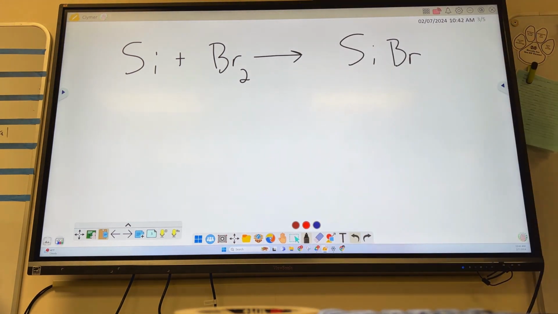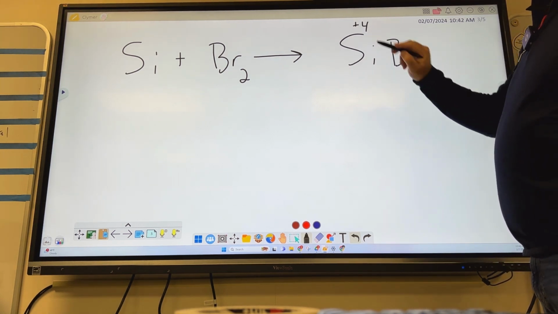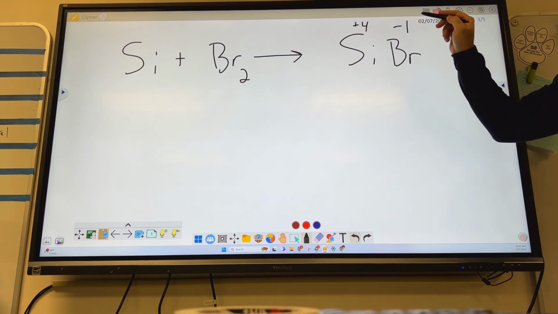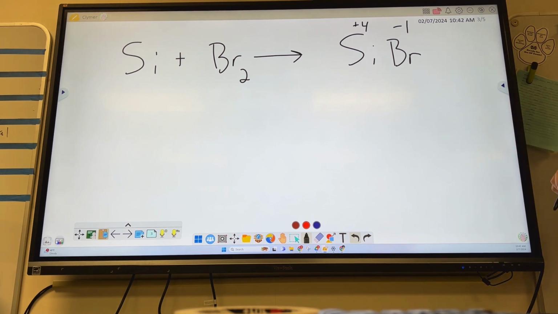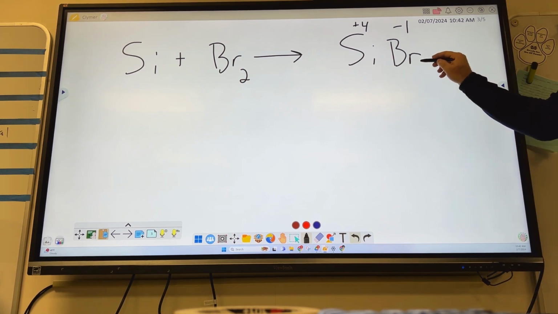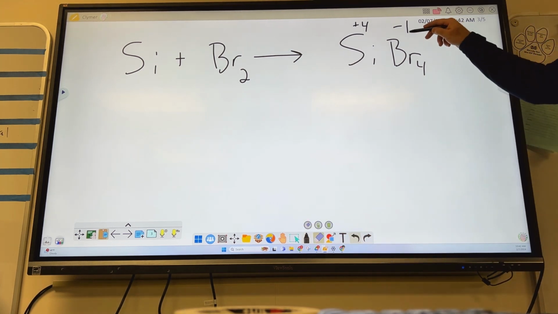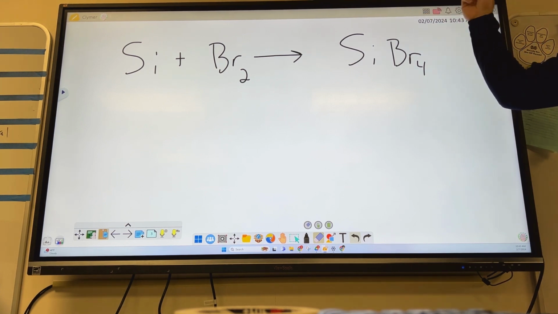Are we done? No, we need to do the check for the oxidation numbers here. What's the oxidation number for silicon? And how about bromine? -1. So what is the resulting formula for this compound? SiBr4.